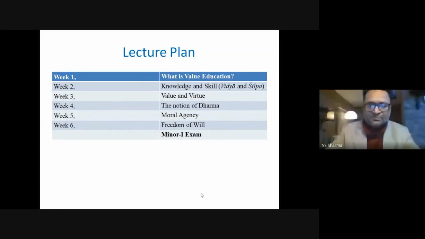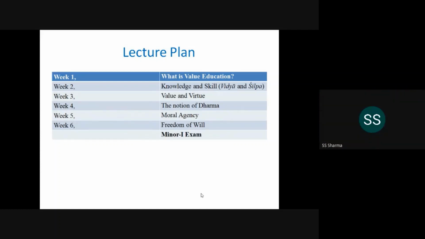The third thing we have to discuss is the difference between value and virtue, because as you can see, we have named this course virtues rather than values, but we talk about value education as well. So what is that differentiating line between values and virtues is something we need to understand. Then we will be discussing the notion of dharma.